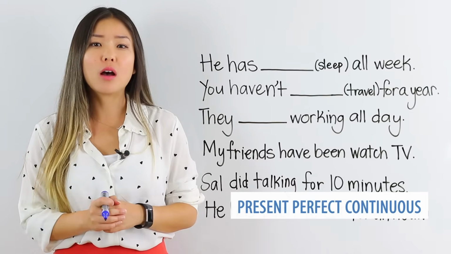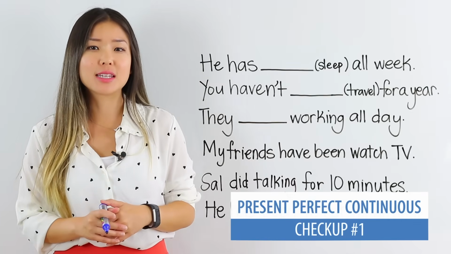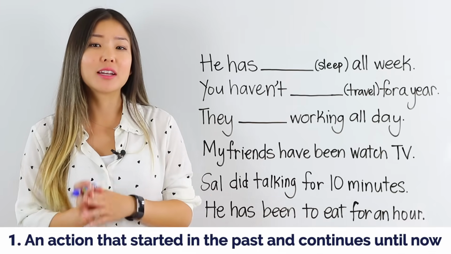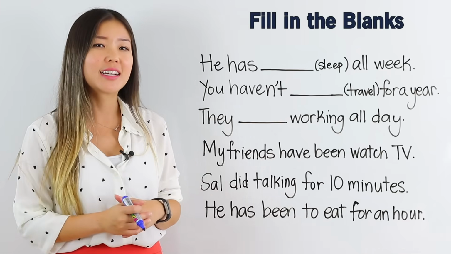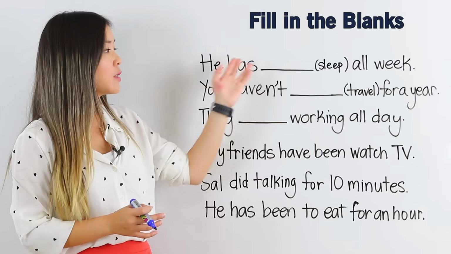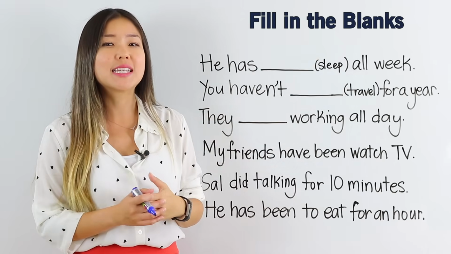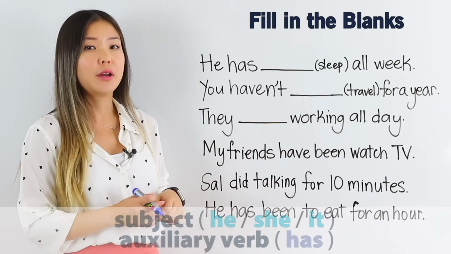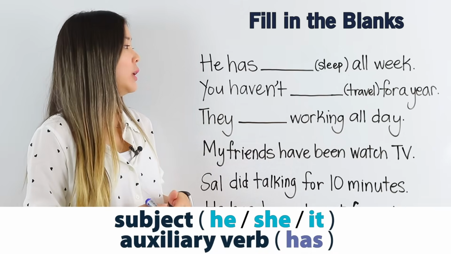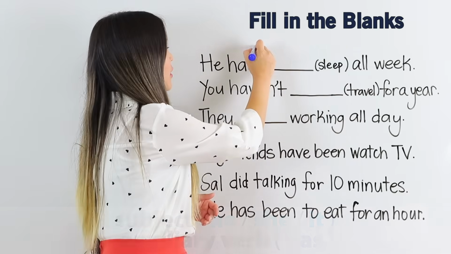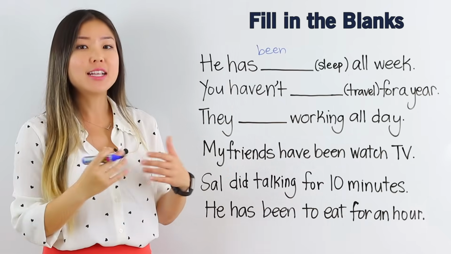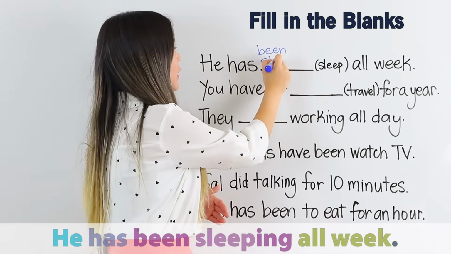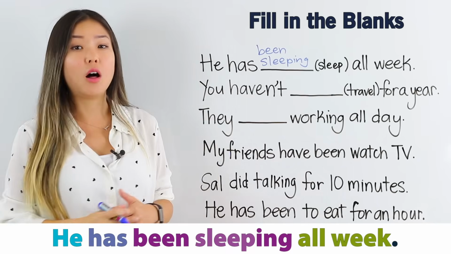In this checkup, we will talk about the present perfect continuous tense. This tense can be used to describe an event that started in the past and continues in the present. Let's take a look. The first sentence says, he has blank all week, and the verb is sleep. For this tense, what we do is we first look at the subject, he. For he, she, and it, we put has. Then we add been, has been. Finally, we add ing to the end. He has been sleeping all week.